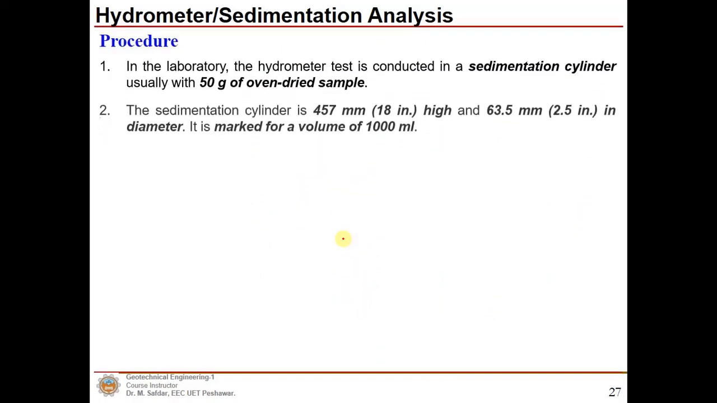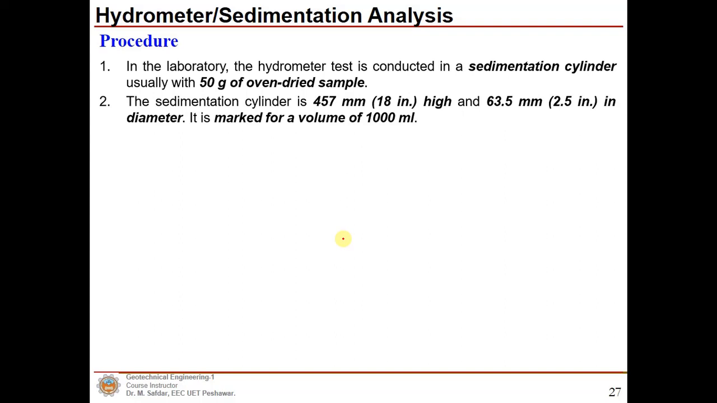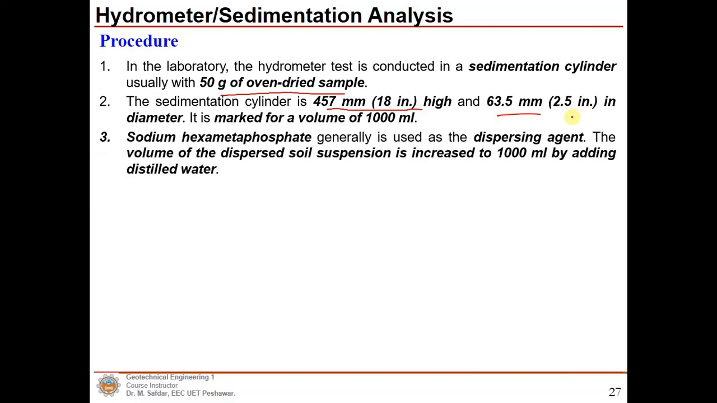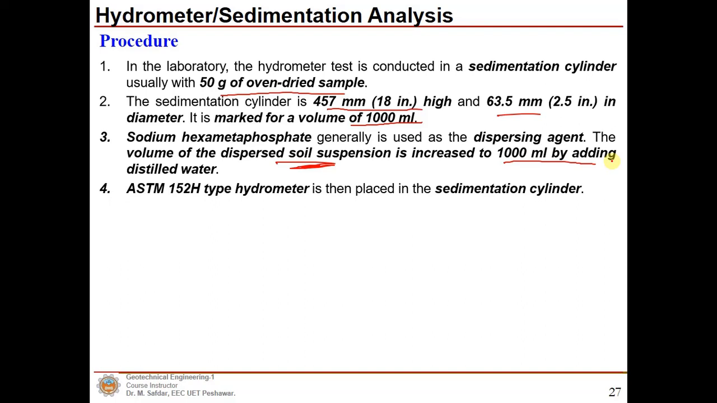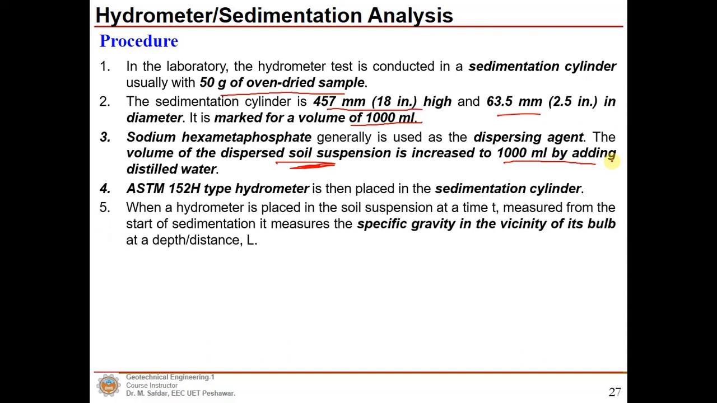Now this procedure is simple. In the laboratory we take 50 gram of oven dried sample in a sedimentation cylinder. Dimensions are given for the sedimentation cylinder here. It is marked for a volume of 1000 ml. Sodium hexametaphosphate, it's a dispersing agent, is used to disperse the soil particles, you know, to keep the soil particles in suspension. It's increased to 100 ml by adding distilled water. An ASTM 152H type hydrometer is used. It's placed in the sedimentation cylinder.